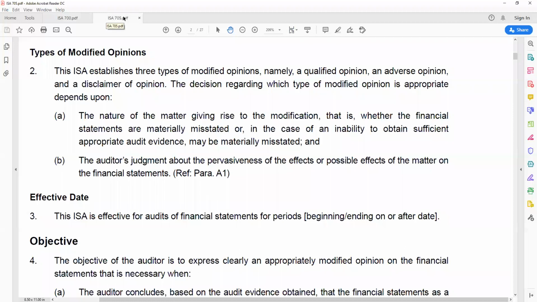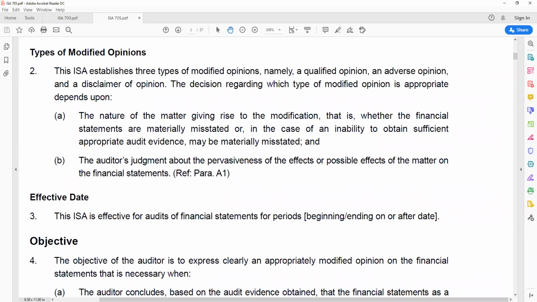Qualified opinion, adverse opinion, and a disclaimer of opinion. Those are the three modified opinions that an auditor can give. You should be able to discuss them in detail. What does a qualified opinion imply? What does an adverse opinion imply? What does a disclaimer of opinion imply? And if possible, you should be able to give an example. When can I issue a disclaimer of opinion? When can I issue an adverse opinion? When can I issue a qualified opinion?